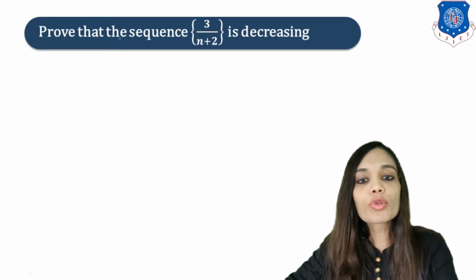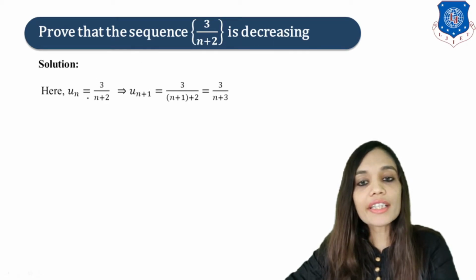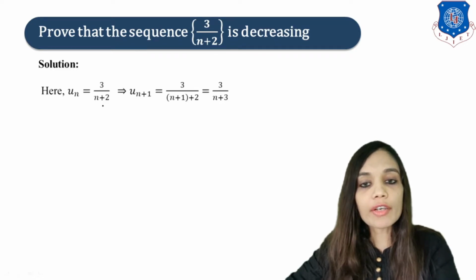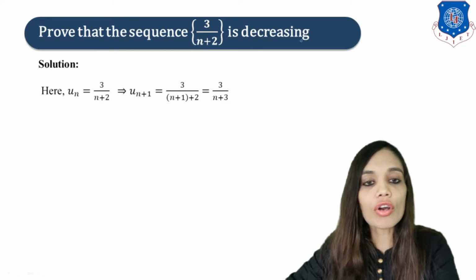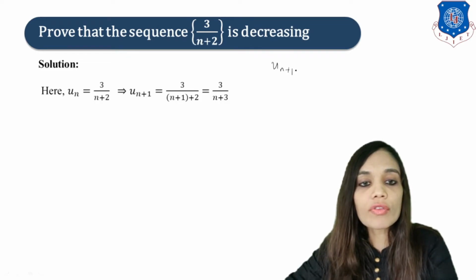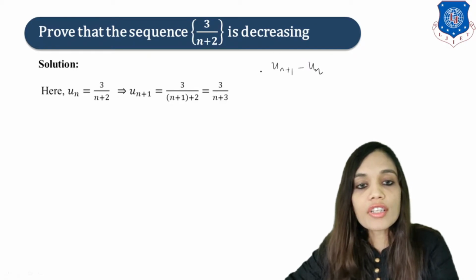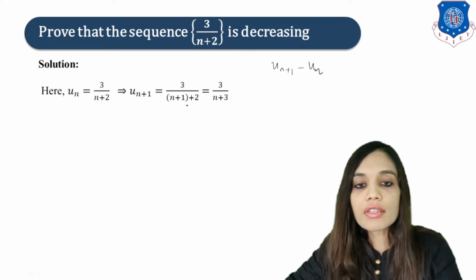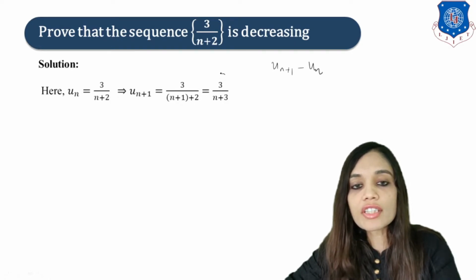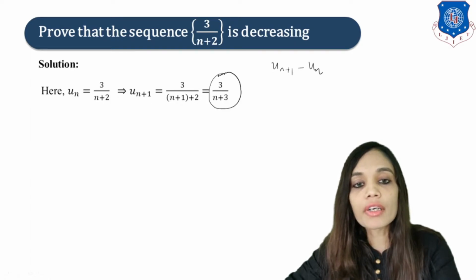Now, let us prove that the sequence 3 upon n plus 2 is decreasing. Let us begin with the solution. Here, Un is given as 3 upon n plus 2. In order to check whether the sequence is decreasing or not, we will find Un+1 minus Un. Firstly, find your Un+1. Un+1 will be equal to 3 upon n plus 1 plus 2, which will give us the answer as 3 upon n plus 3.